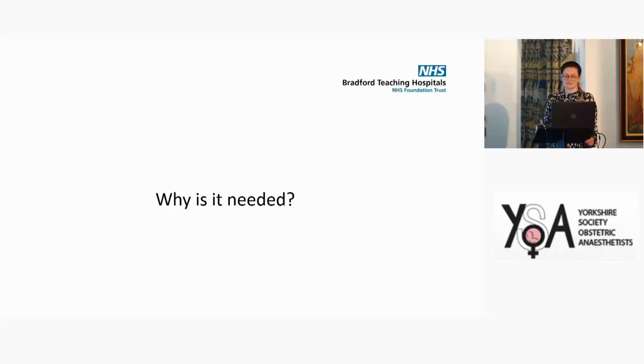So why is it needed? Bradford Royal Infirmary serves a medically complex and culturally diverse population. In a recent census, 30% of the population of Bradford are Asian or British Asian. 57% of households are classed as deprived, and the Bradford district is ranked as the 5th most income-deprived local authority in England, and the second most income-deprived region in Yorkshire, only second to the city of Kingston upon Hull.